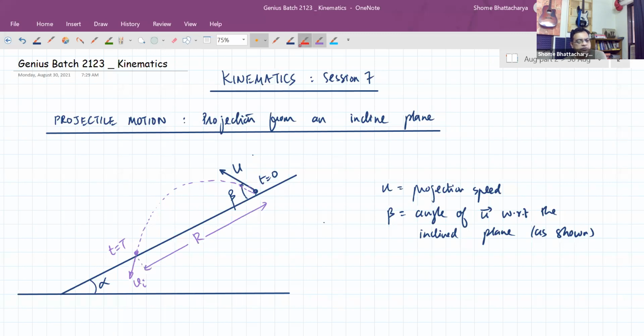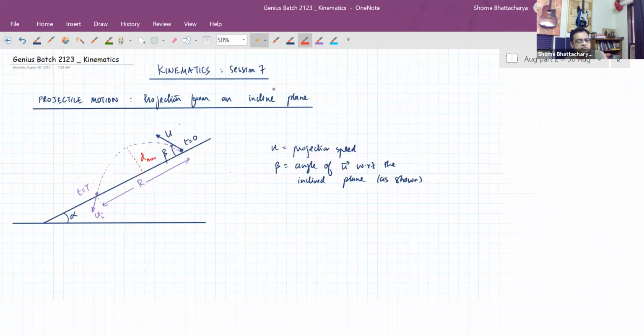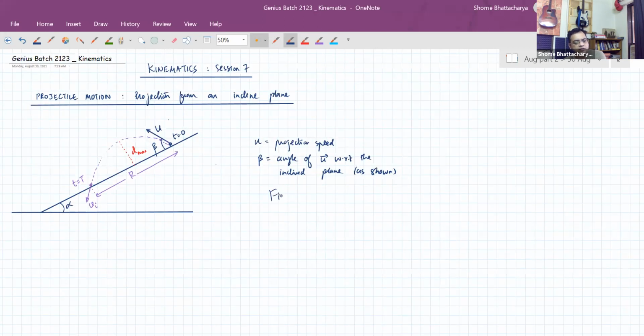And also in between, at some point of time, it achieves the maximum distance from the inclined plane. So instead of height, I will write it as distance d. So you want to calculate all these things to begin with. You want to find the range on the inclined surface. We want to find the total time of flight before it impacts. We want to find the impact speed. And we also want to find the maximum distance from the inclined plane.